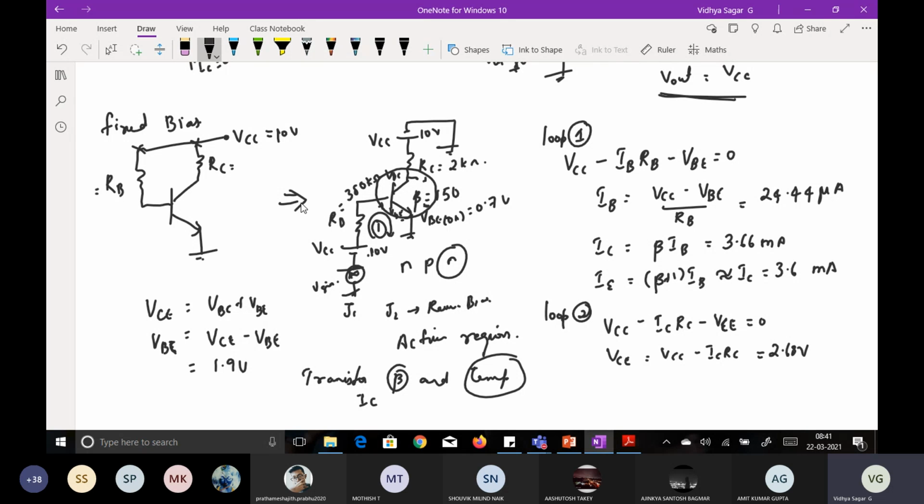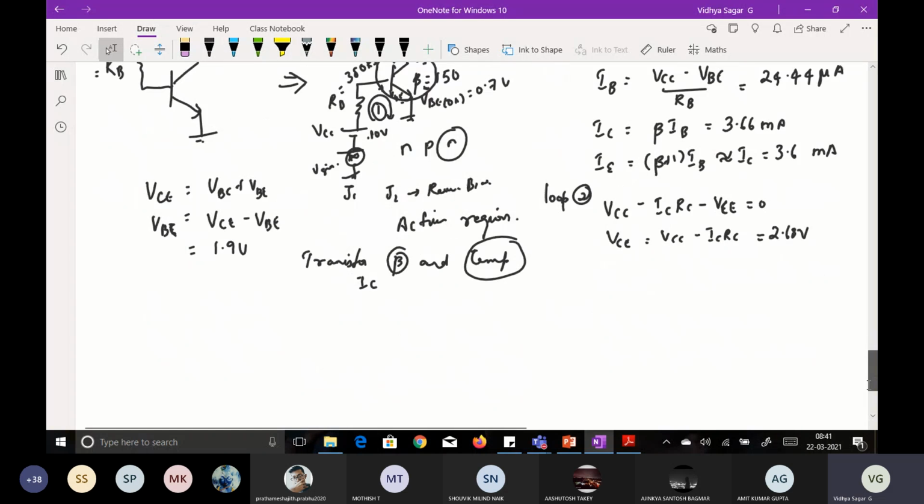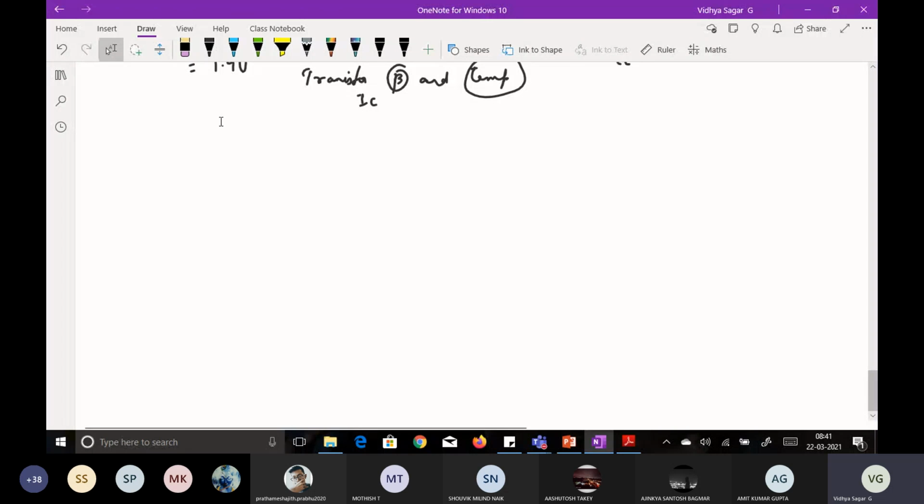But is this circuit reliable is what I'm going to see. For that purpose, I'm going to check whether IC in this circuit depends upon beta and temperature. So directly I could say from the input equation itself, IC is beta times IB. What was the equation for IB? I've given it. It was VCC minus VB divided by RB, if I'm not wrong.